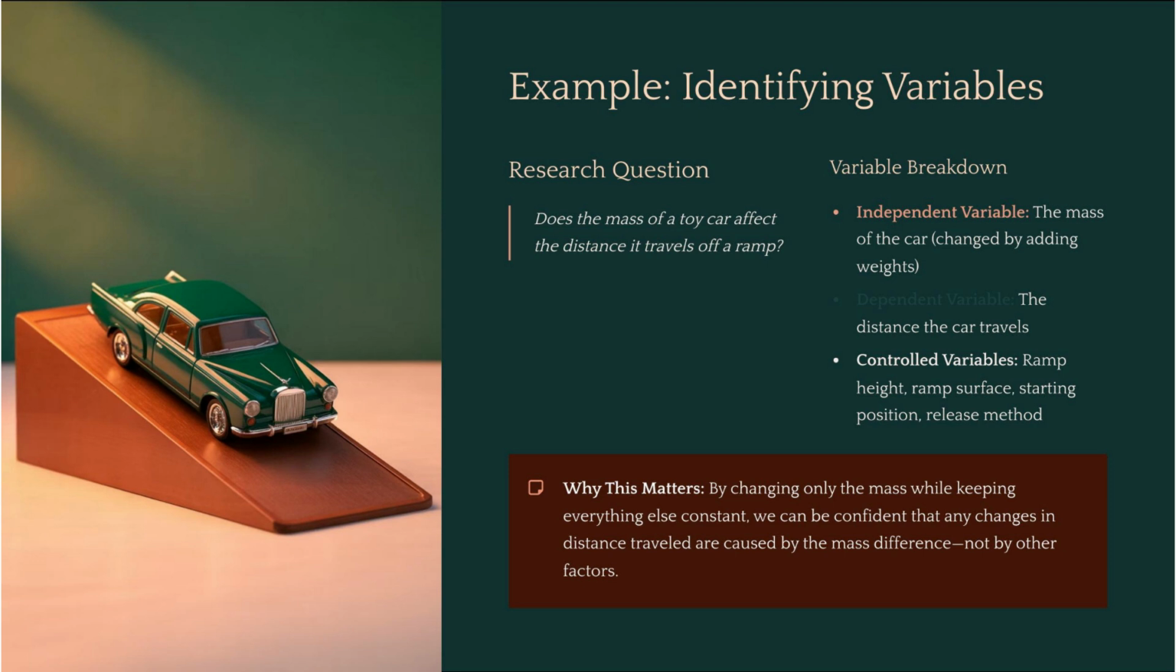Let's use an example. Does the mass of a toy car affect the distance it travels off a ramp? The independent variable is the car's mass, which you'll change by adding weights. The dependent variable is the measurable result, the distance the car travels from the ramp's edge. And the controlled variables must stay the same, such as the material of the car, the height of the ramp, and where you start the car.